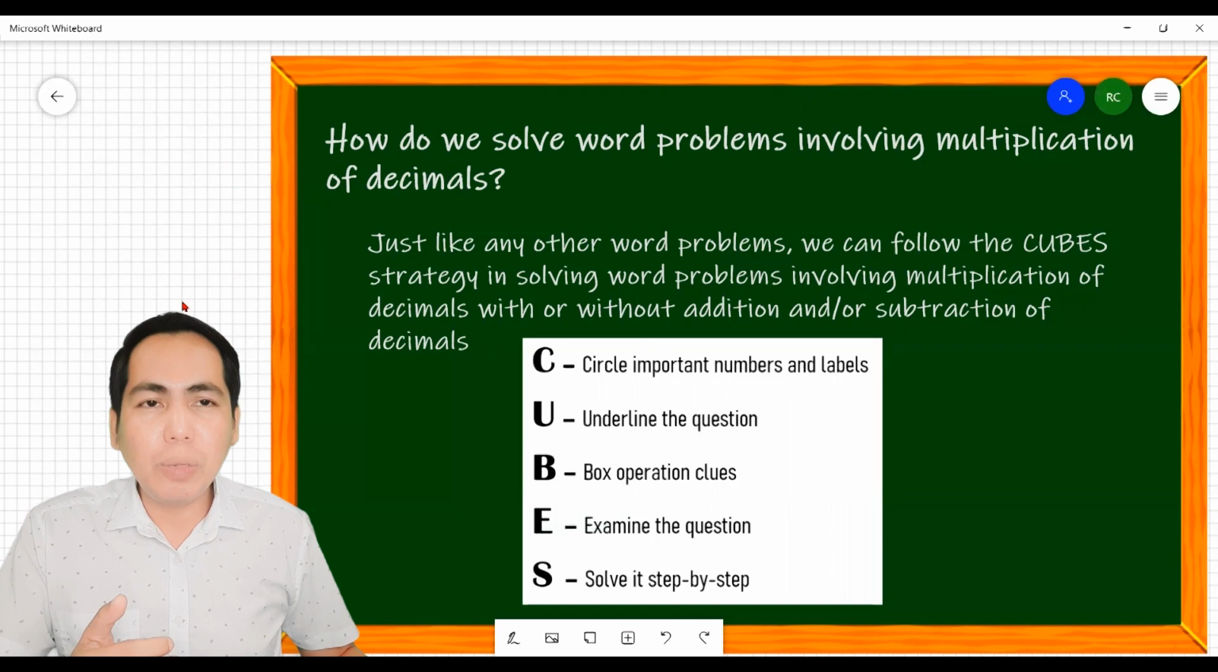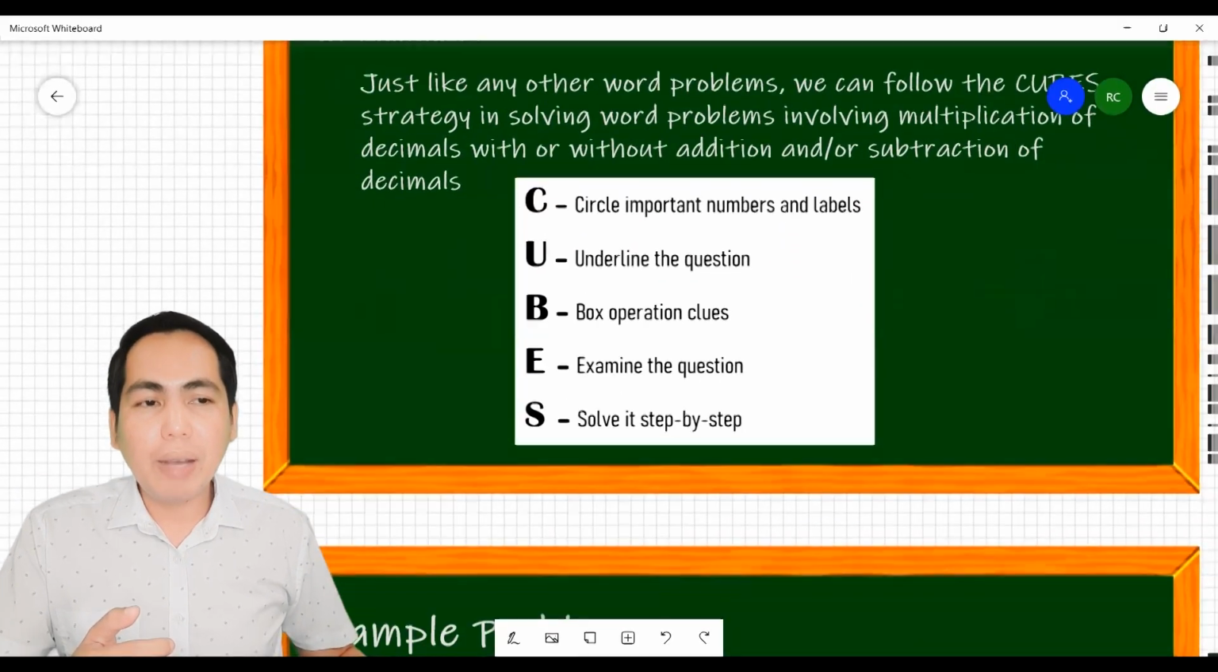What does this CUBE strategy stand for? The acronym CUBE stands for C, circle important numbers and labels. U, underline the question. B, box operation clues. E, examine the question. And S, solve it step by step. So let us have examples.